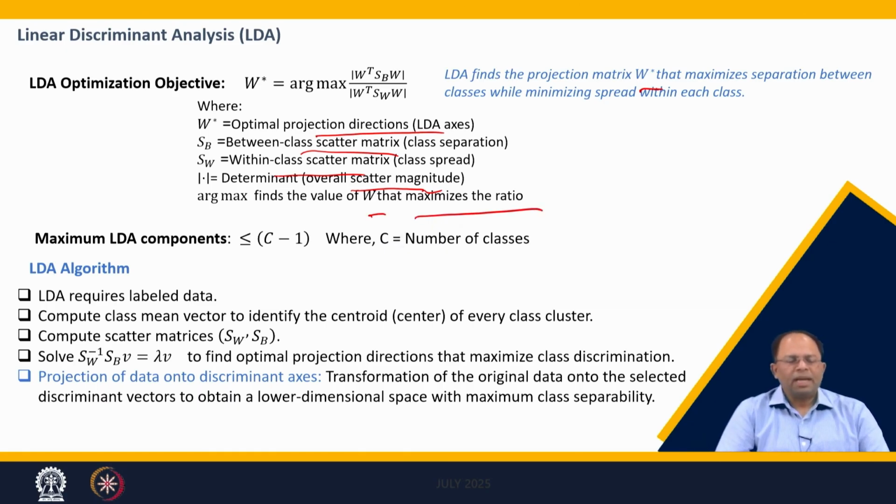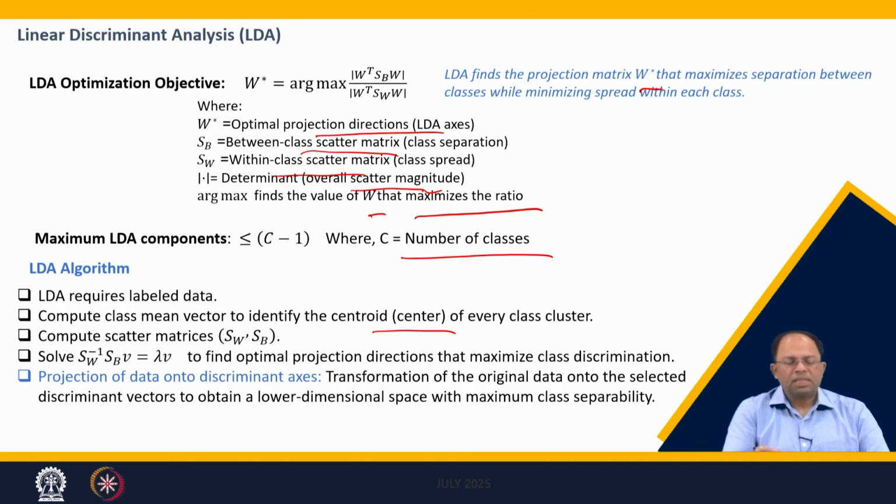Once we have done that, we also have to make sure that the maximum number of LDA components should be less than or equal to C minus 1, where C is the number of classes. It cannot be more than that. Then the LDA algorithm starts: first of all, the data has to be labeled and we have to have that data set ready. Then we compute the class mean vectors to identify the centroid of every class cluster that we are starting with.